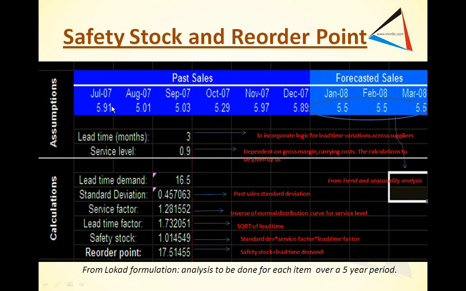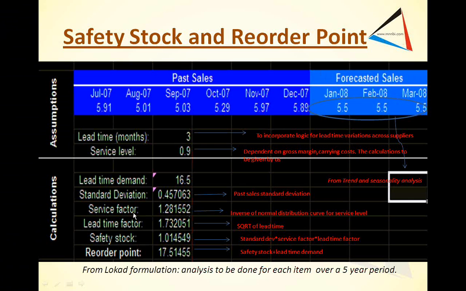is my typical safety stock case scenario. I've taken the 5-year sales, so this is actually taken from the Lockhart formulation, and I have the forecasted sales for these 3 months. It's all assumed to be equal. So I assume that I have a lead time in months of 3. My service level is actually dictated by gross margin. So gross margin is important for us, and the carrying cost, which we'll also be capturing in a data warehouse. And then I look at the lead time demand, which is actually a sum of all the 3. And then the standard deviation is the standard deviation of all these 5 values.